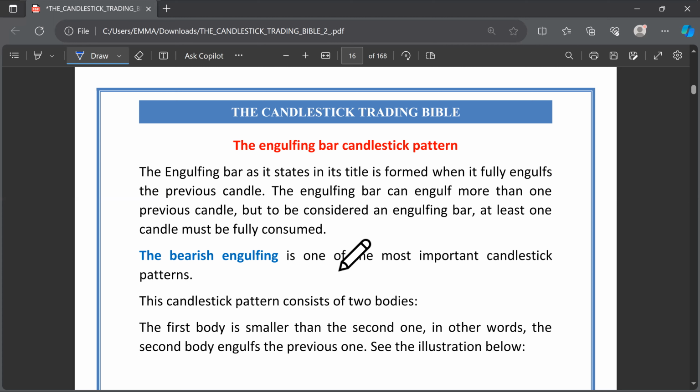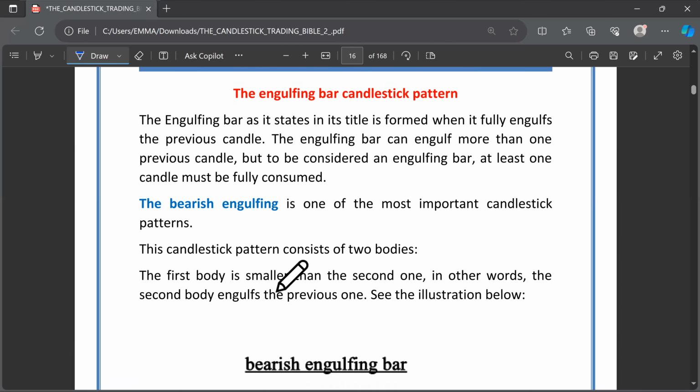So we are going to look at the bearish engulfing one. It's one of the most important candlestick patterns. This candlestick pattern consists of two bodies. The first body is smaller than the second one. In other words, the second body engulfs the previous one. So the word engulf here means it overshadows, or it's bigger, as in overshadowing the other one. That's the literal meaning of engulfing.